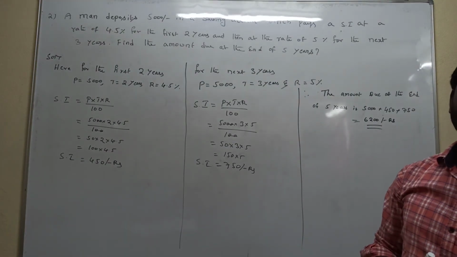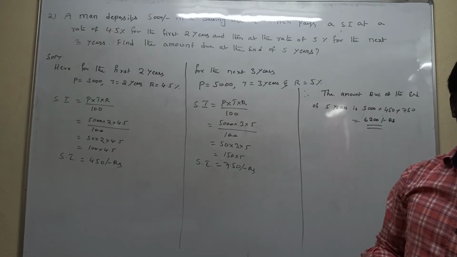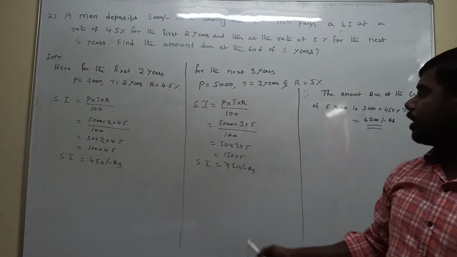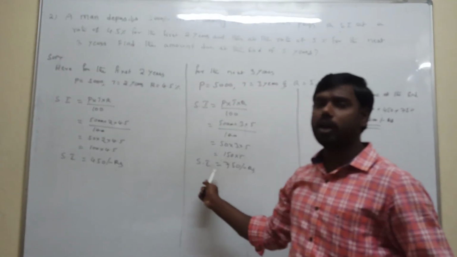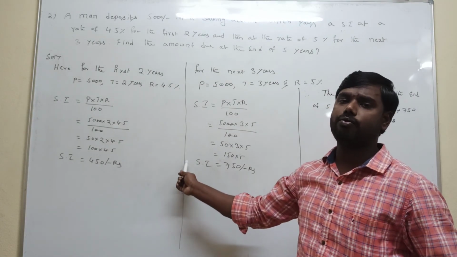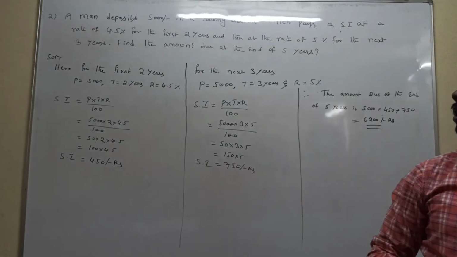First, we need to calculate simple interest for the first 2 years. Next, we need to calculate simple interest for the next 3 years. Whenever we add both the simple interests, that is the end of the 5 years. This is the solution for the given question.